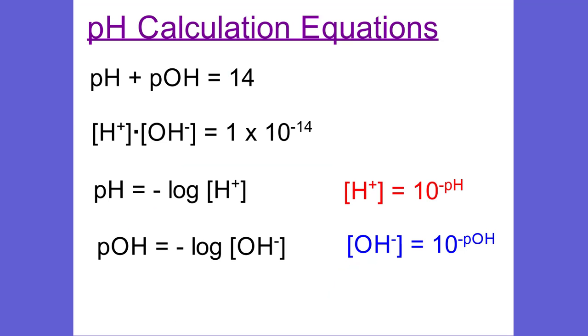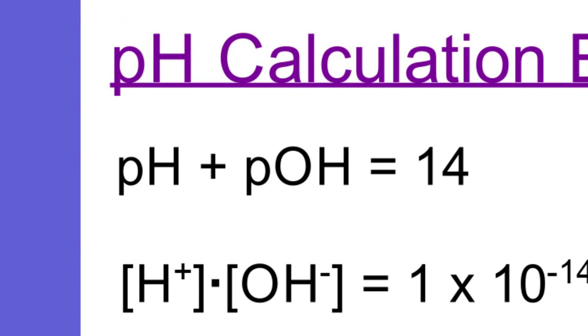So all of our pH calculations are these calculations. We have one of them, which is pH plus pOH equals 14. So if something is neutral at a pH of 7, its pOH is also 7. And so it always adds up to 14. We know that below 7 we have acids and above 7 we have bases.